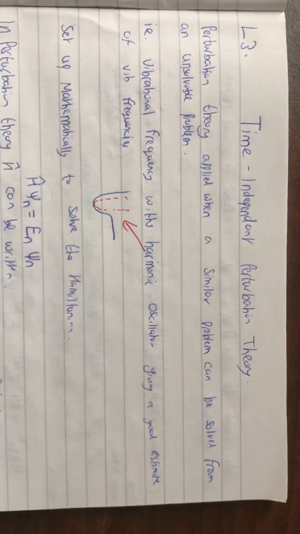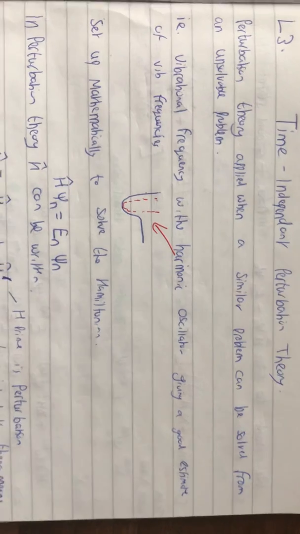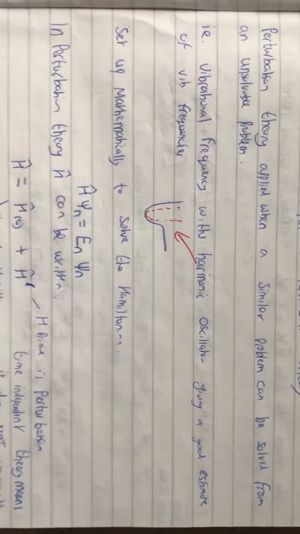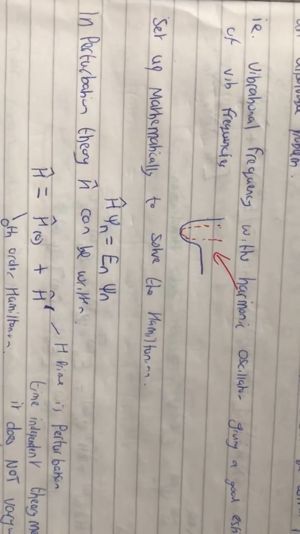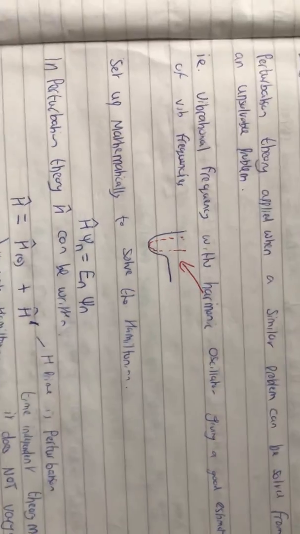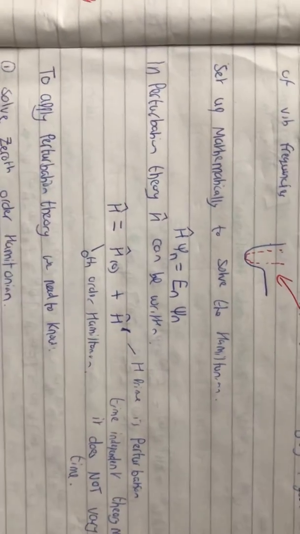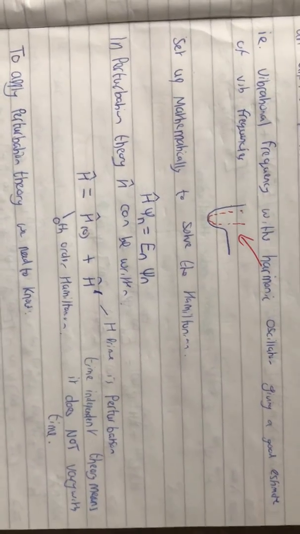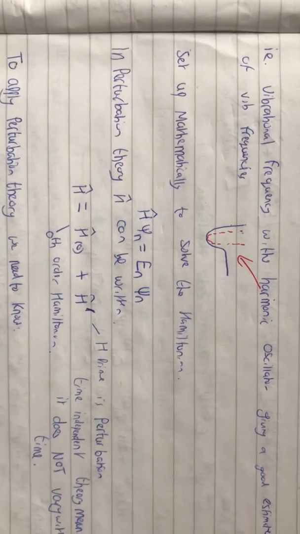For example, the vibrational frequency with the harmonic oscillator gives us a good estimate of vibrational frequencies. The harmonic oscillator is the red dotted line, and the actual vibrational frequencies are the blue line, and that obviously gives us a close enough estimate. The Hamiltonian is an unsolvable equation, so we can set up to mathematically solve the Hamiltonian by doing this.